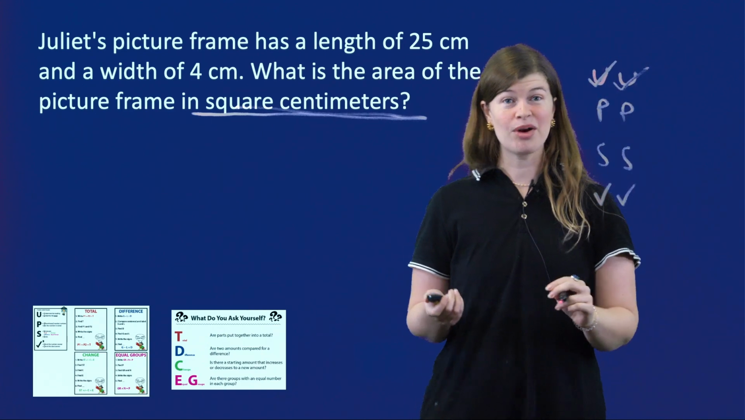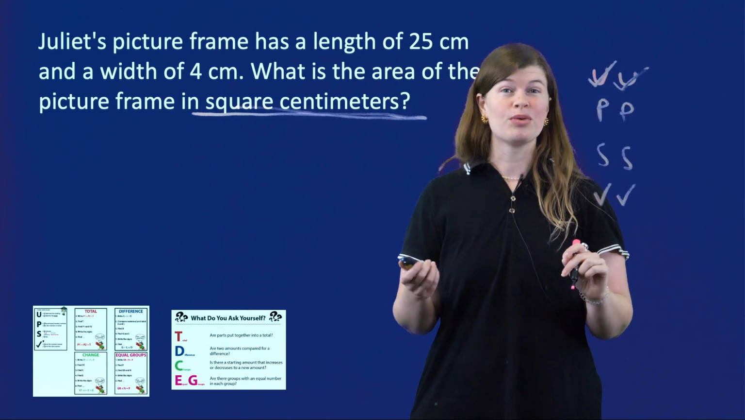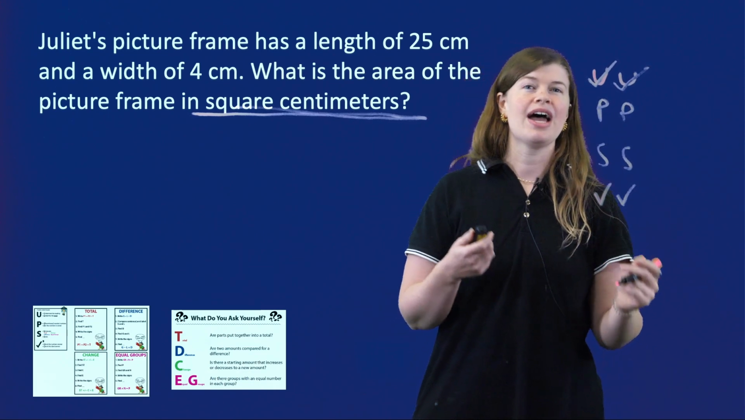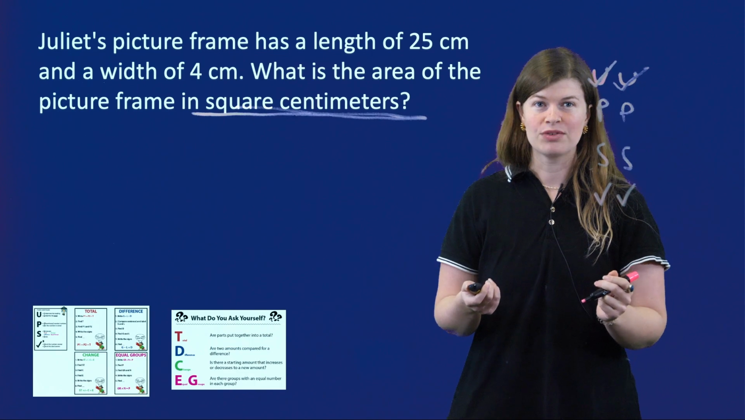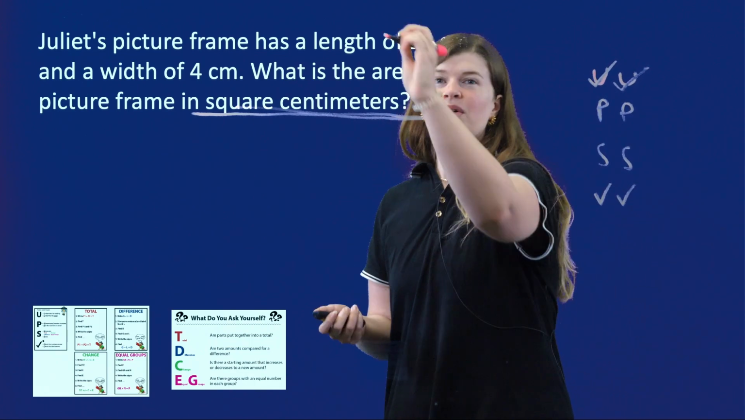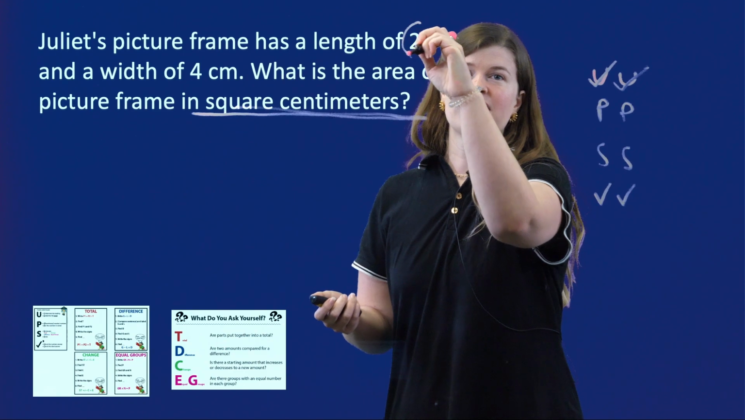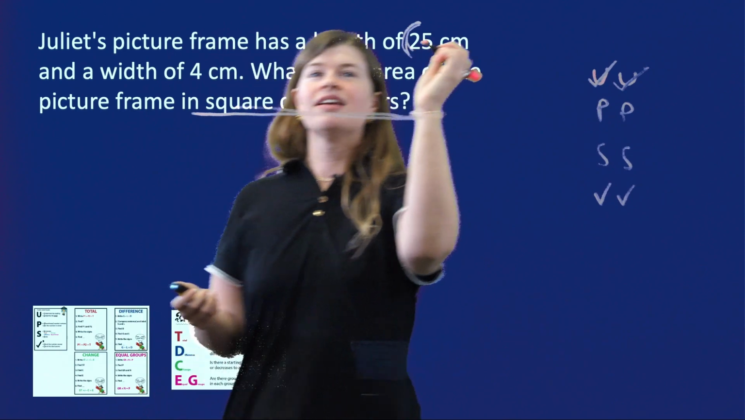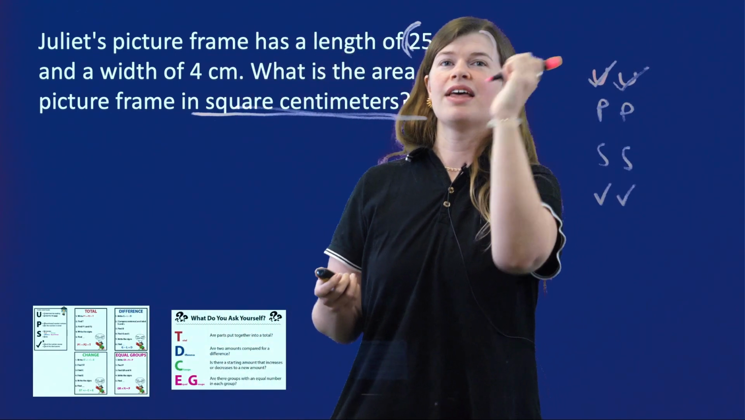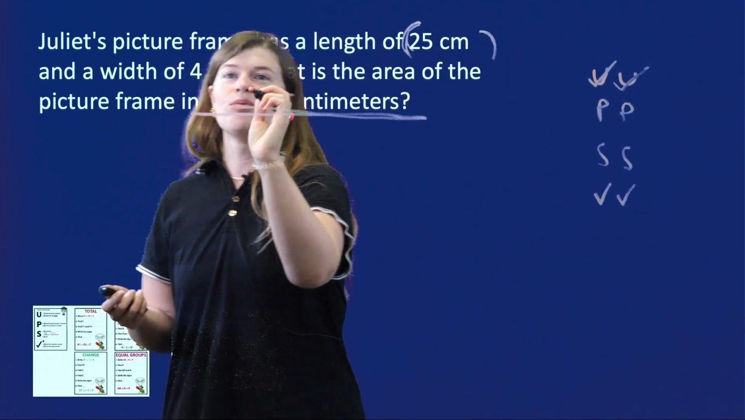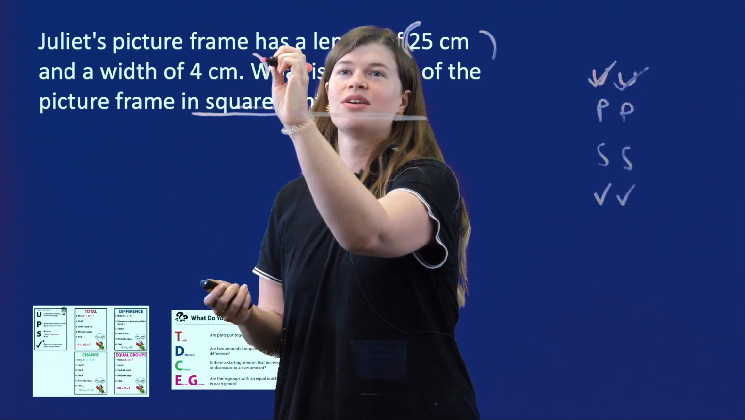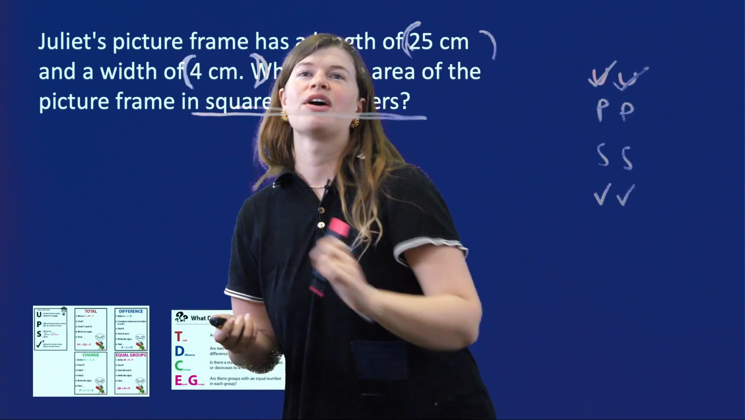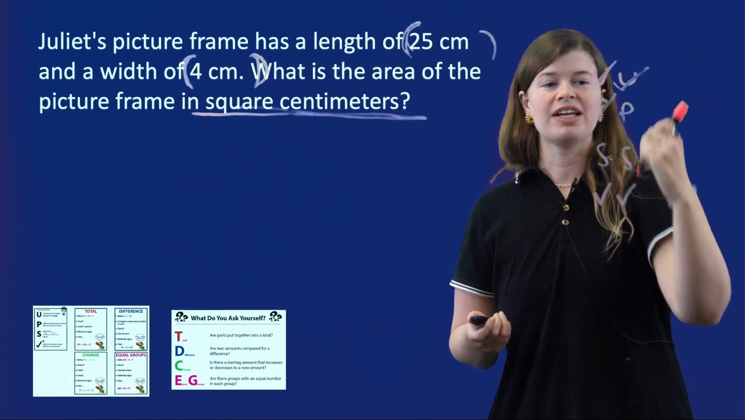And now we're on step P for parentheses and needed numbers. Now we have our length and we have our width, and those are the ones that we need for area of a quadrilateral. So we're going to put a parenthesis around here, our 25 centimeters, and a width of 4 centimeters. There we go. And we're checking off the letter P.